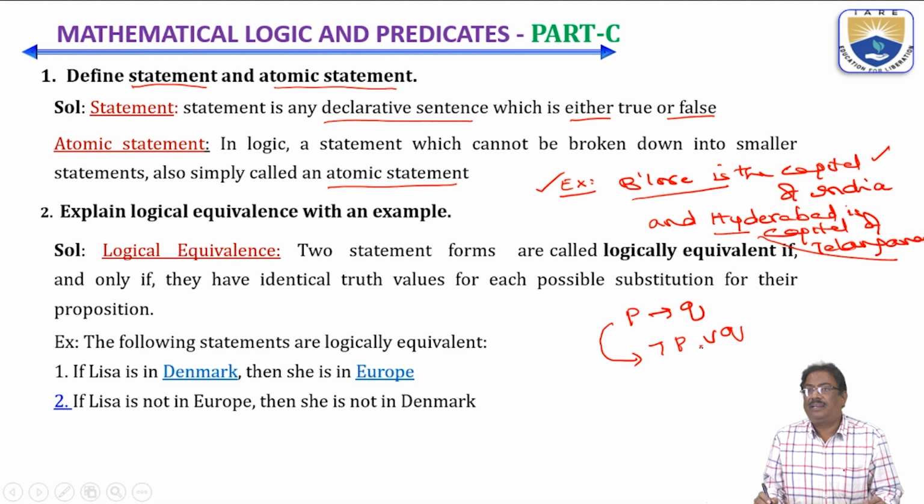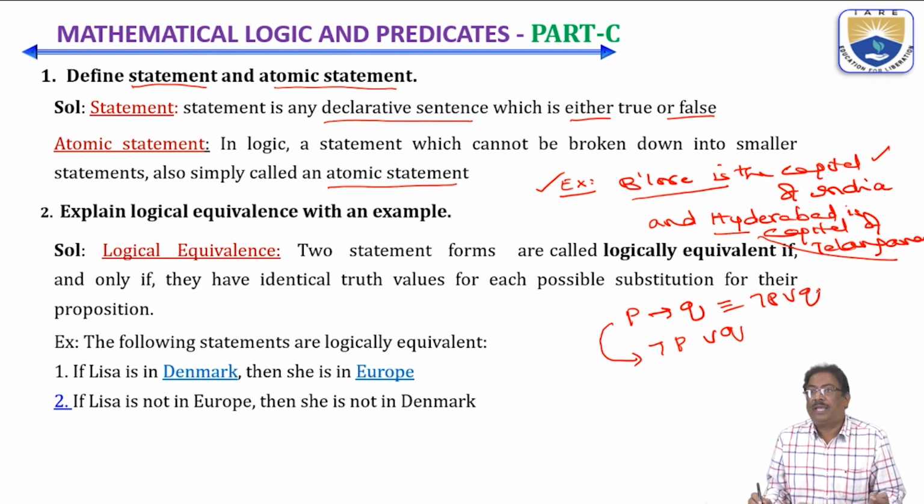That means logically equivalent means we derive from one statement to another statement by using logical rules of logic. Then if we get the other one, we can say that both are logically equivalent, and this is denoted with a symbol like this. Or else we can say that both have the same truth values. So here it is identical truth values.